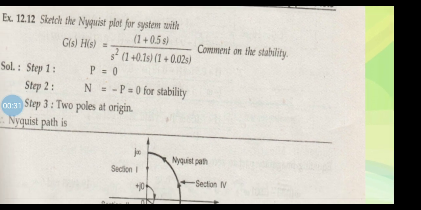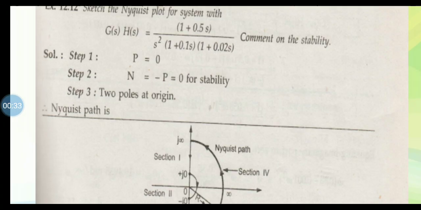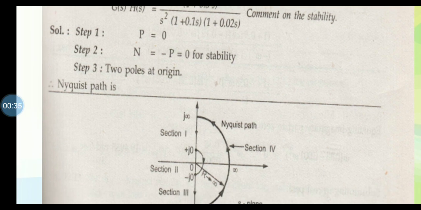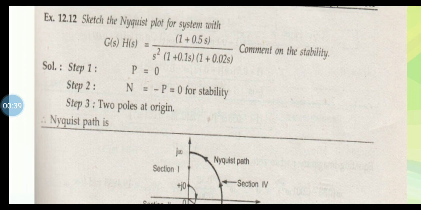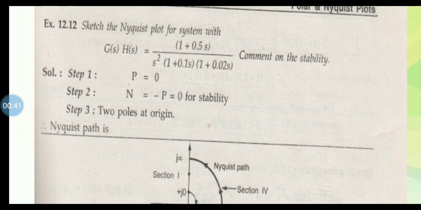Step 1: we'll find the number of poles P. Is it clear? Step 1, P is equal to 0. Step 2, N is equal to minus P for stability. Is it clear? Step 3, there are 2 poles at origin. Then the Nyquist path is.